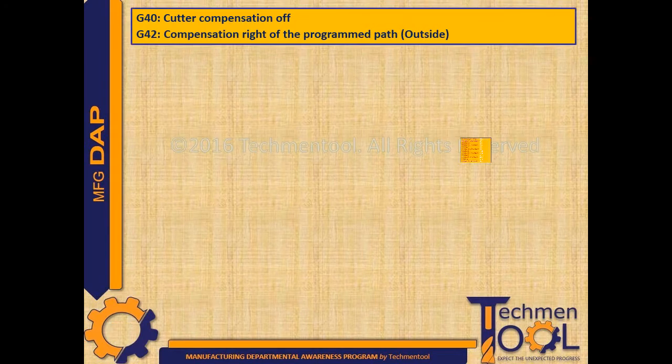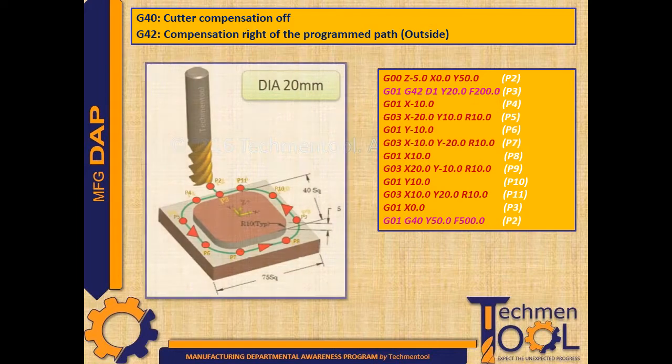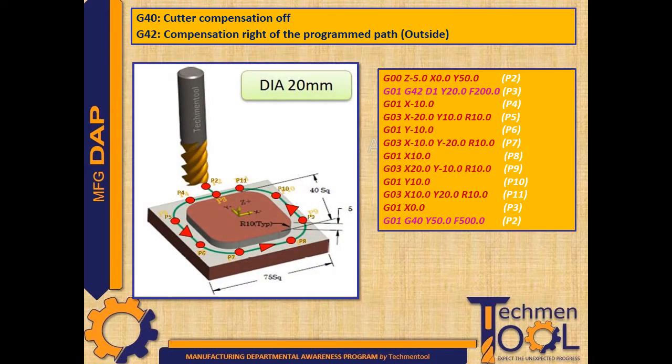G42 compensation right of the programmed path, outside. Here, after the rapid movement, the G42 compensation code is provided along with D1 offset Y20 and feed rate 200 microns to move the tool to the right of the programmed path as shown in the figure. Then necessary linear and circular movement takes place by considering compensation values as per instructions. Finally, the G42 code will be cancelled by the G40 cutter compensation cancel code by moving the tool to the Y50 position at the feed rate of 500 microns.